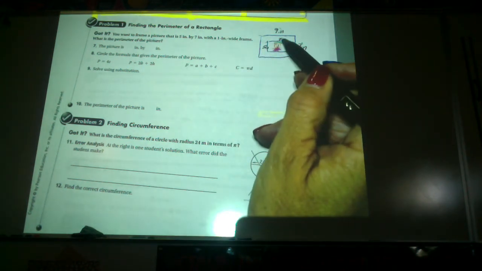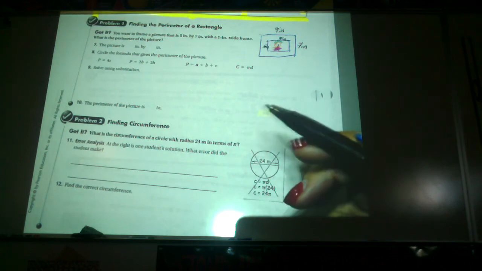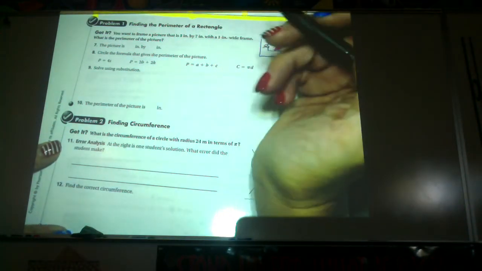But there's more than just 5 and 7. We've got another 5 and another 7. So 5 plus 5 plus 7 plus 7 is what? 24. So the picture is 5 inches by 7 inches.